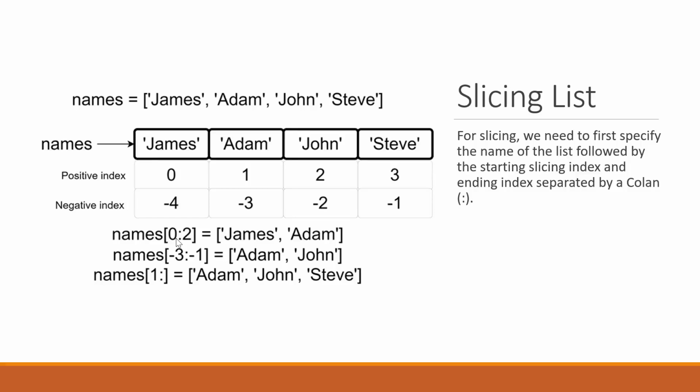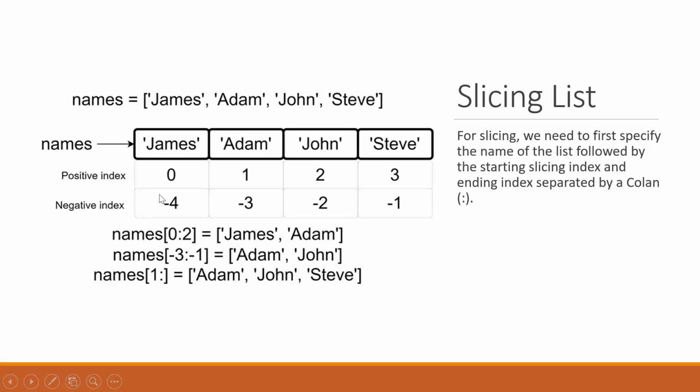Then we need to define the colon, which is the slicing operator, and then in the last we need to define the ending index. Now here remember this ending element will be excluded from our result. So here you can see certain examples. Here we are slicing this name variable from index 0 to 2. So from 0 to 2, 2 will be excluded, it will return 2 values. So element at index 0 and element at index 1. So James and Adam will be our answer for this.